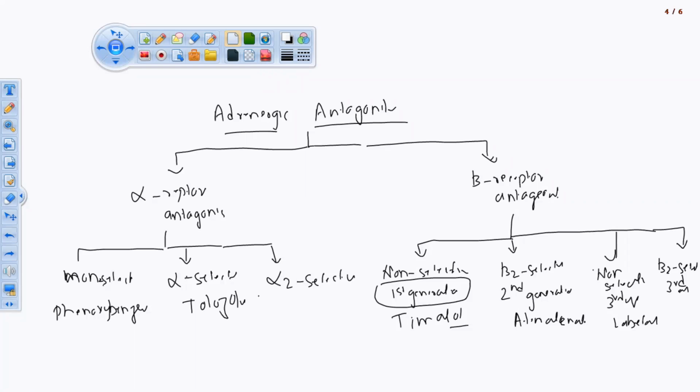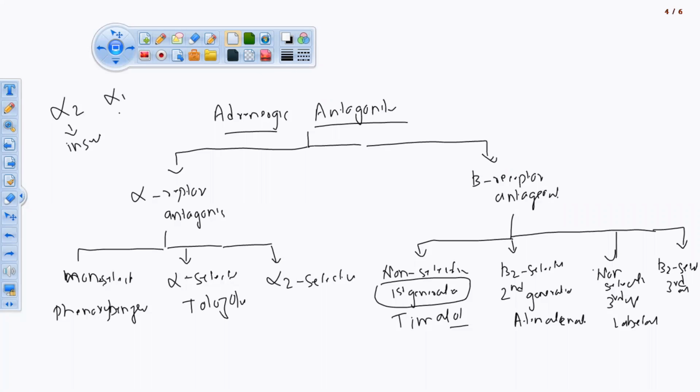Now alpha receptors take care of vasoconstriction, increased peripheral resistance, increased blood pressure, and mydriasis, acting on muscles of the eye. Alpha 2 receptor inhibits the release of norepinephrine, inhibits the release of acetylcholine, and inhibits the release of insulin.